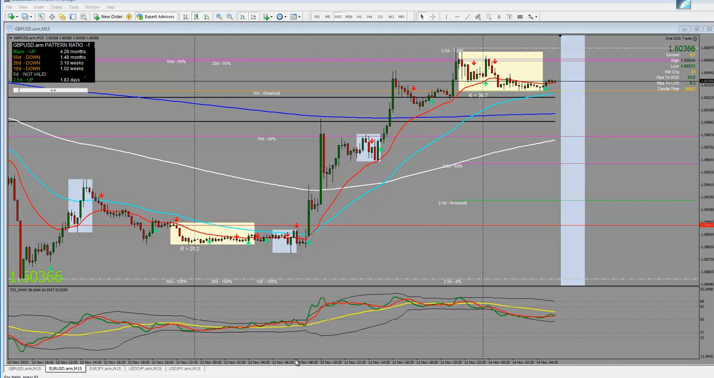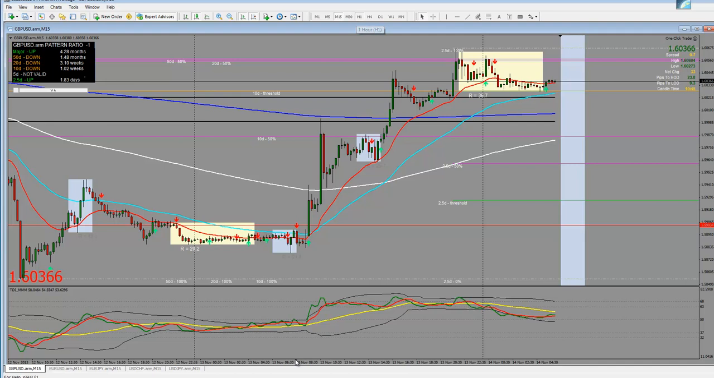We had a fantastic day yesterday. We marked some levels to look at, and all these levels got filled nicely. Now, we looked at the cable. Although we were expecting the cable to go to the downside, we didn't trade the cable yesterday, unfortunately.